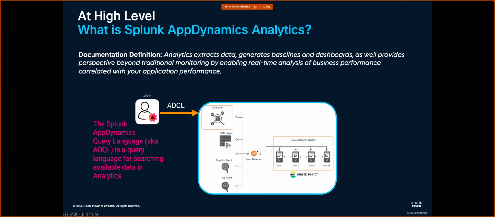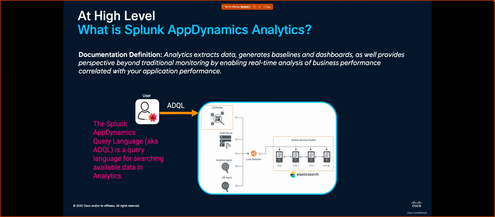Now, as a quick review, we do want to see what it is exactly. What is analytics? What is ADQL at a high level? Looking at the documentation definition, analytics extracts data, generates baselines and dashboards, and provides perspective beyond traditional monitoring by enabling real-time analysis of business performance correlated with your application performance. So how are the things downstream in your application affecting the bottom line of the company? What's the business impact if your network goes down? What's the business impact if an application is not working well? And we'll get more into that on the next slide.